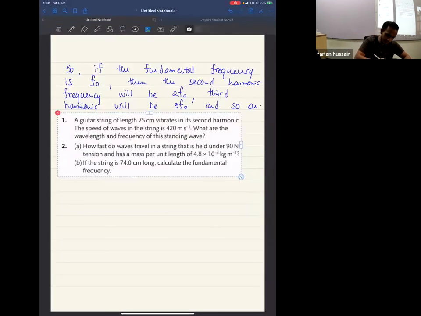This first question says, a guitar string of length 75 centimeters vibrates in its second harmonic. The speed of waves in the string is 420 meters per second. What are the wavelength and frequency of the standing wave? Standing wave means another word for stationary wave.